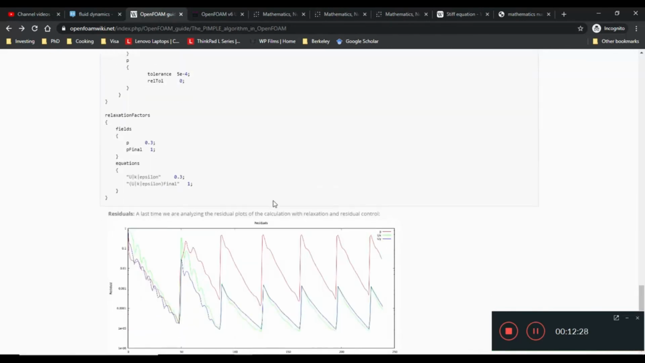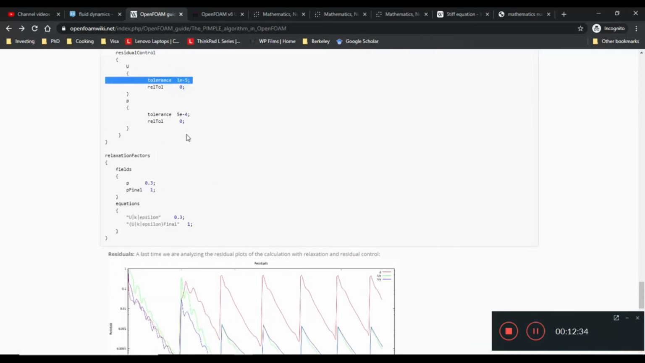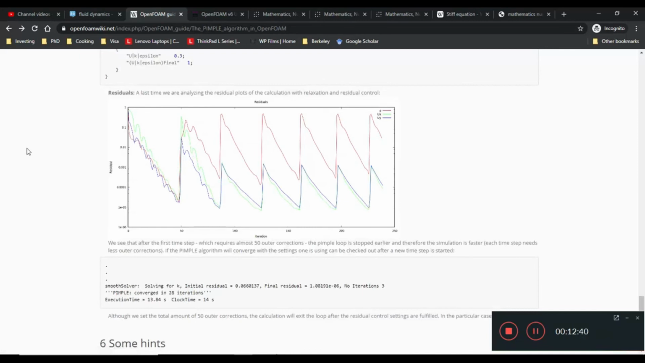So if you don't want OpenFOAM to do that, you can say, if the residual reaches below these values, I want to move on to the next time step. You can absolutely do that. The first time step, there's almost a full 50 iterations being run. Then at the next time step, you don't have 50 iterations; you have maybe 30 or 40, because the residuals reach a certain value, and then we exit the loop. Then we can go to the next time step.